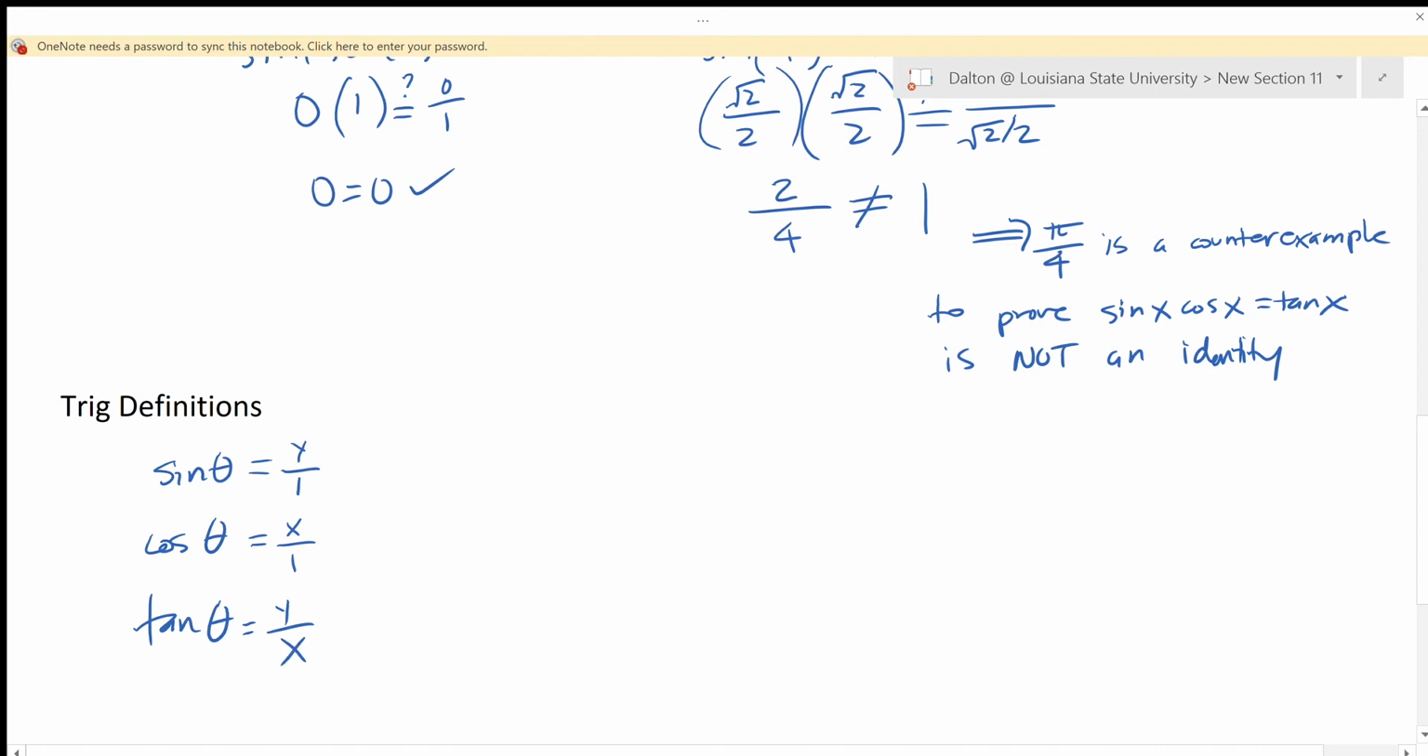Okay, but these are not the only 3 trig functions. What else do you have? Very good. Cosecant, secant, and cotangent. How do you find these? Yeah, the mathematical word there would be reciprocal. So if we take the reciprocal of the sine value, this one is 1 over y. Secant is 1 over x. Cotangent is x over y. So those are our trig definitions.